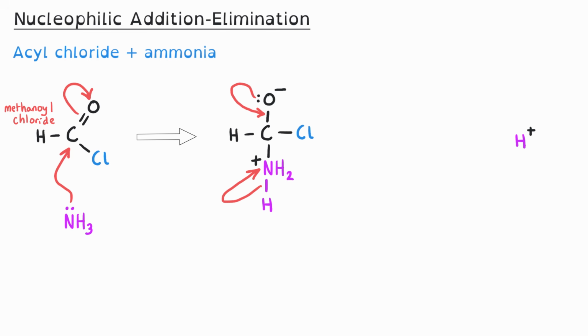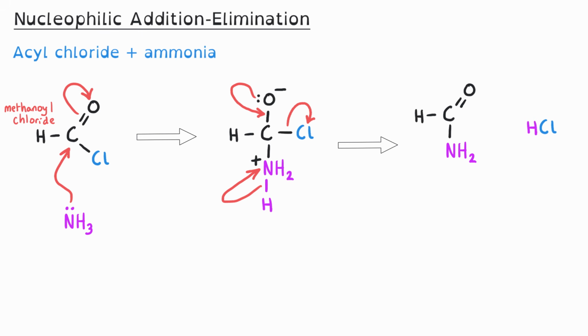In addition, we remake our carbonyl double bond because that lone pair goes back into the area between the carbon and the oxygen, and we get a new bond forming, and the chlorine takes the electrons from the bond that it shared with the carbon, and that leaves and it is eliminated along with the hydrogen.